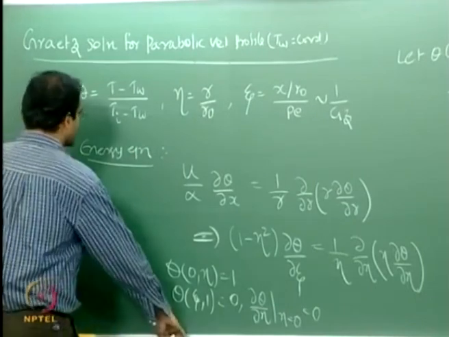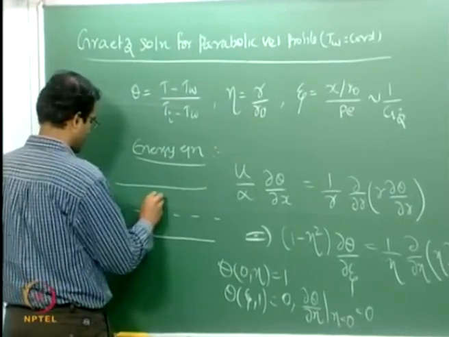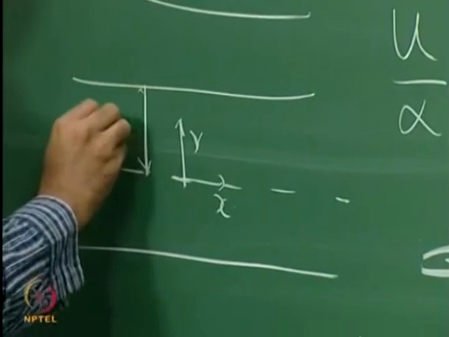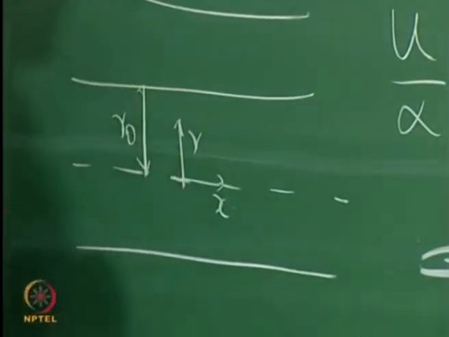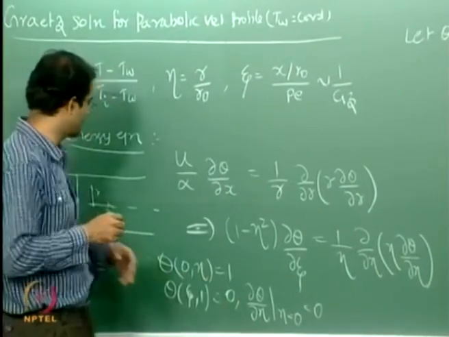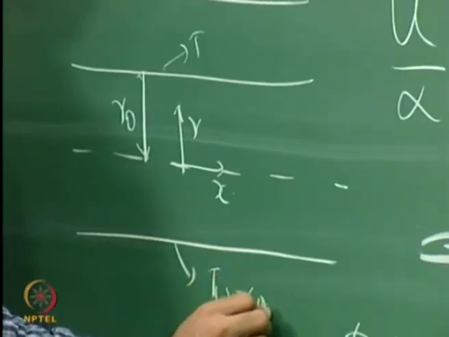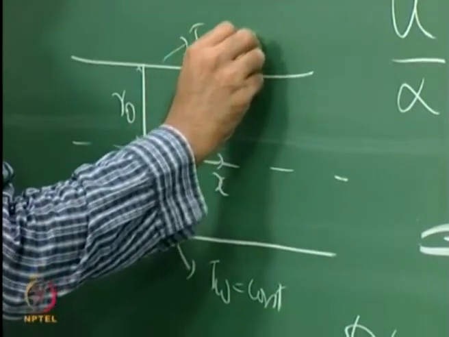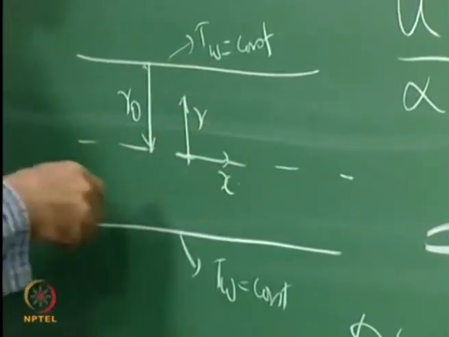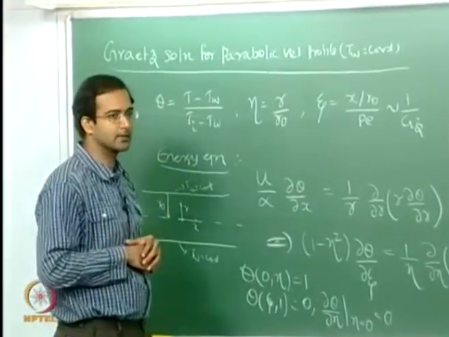So, your coordinate system that you are looking at is something like this. This is your r and this is your x. This is your r naught. At r equal to r naught, that is your eta equal to 1, that is where your theta equal to 0, where your T is equal to T wall. So, this is where you apply constant wall temperature. And at eta equal to 0, that is at r equal to 0, the center line, there is a symmetry in the profile. Therefore, your gradient at the center line should be 0.